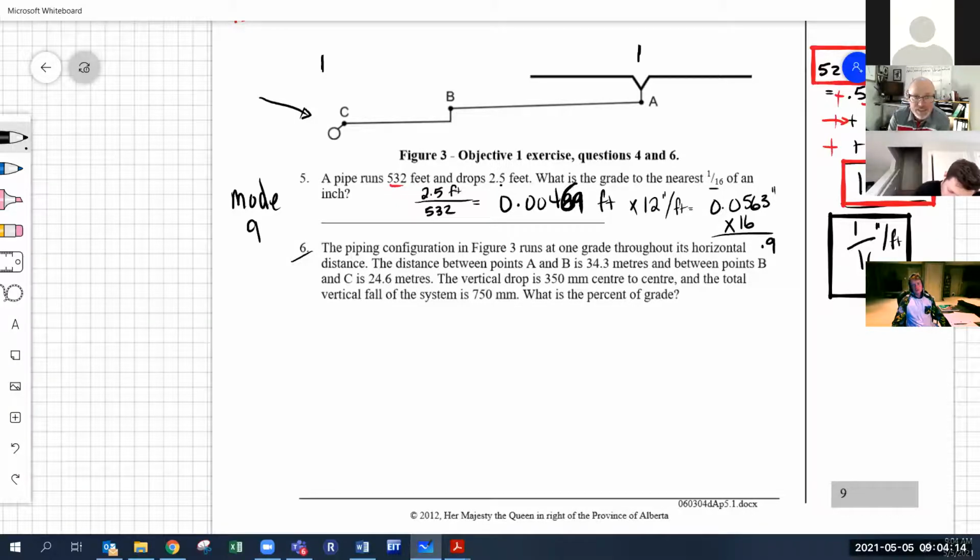Okay, now we have the distance between A and B being 34.3 meters. That's the distance between here and here. And the distance between B and C is 24.6 meters. This vertical drop right here, this vertical drop is 350 millimeters.